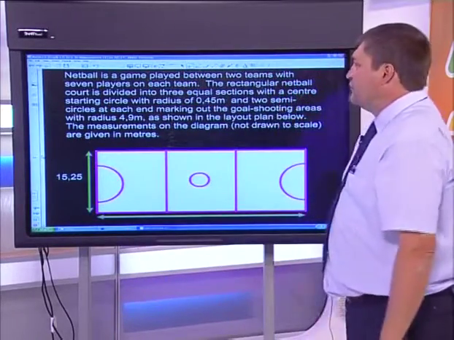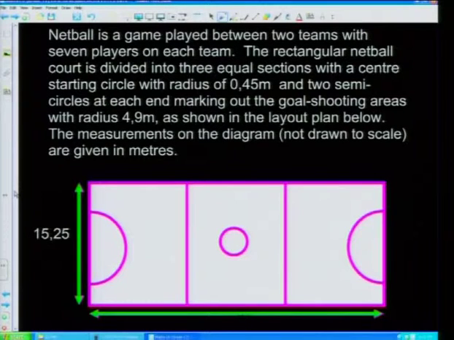Netball is a game played between 2 teams with 7 players on each team. The rectangular netball court is divided into 3 equal sections with the center starting circle with radius 0,45 meters, and 2 semicircles at each end, marking out the goal shooting areas with radius 4,9 meters, as shown in the layout plan below. The measurements on the diagram, not drawn to scale, are given in meters.